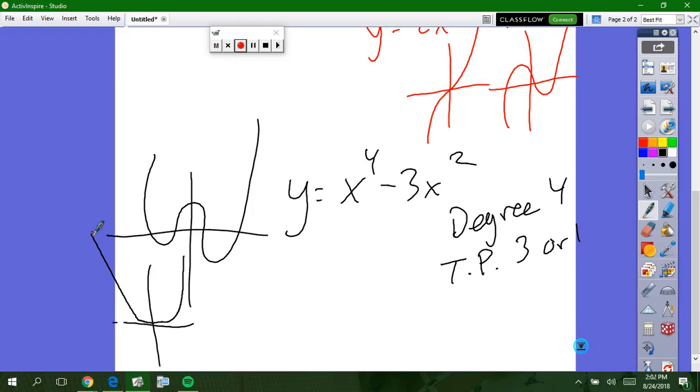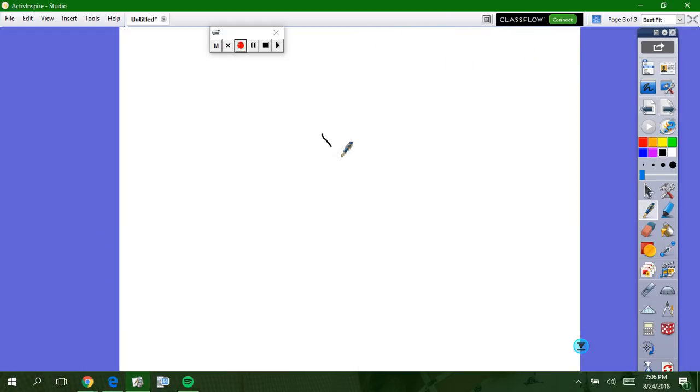Okay. Let me ask you this question. What if I had x to the 17th as my degree? What would be my turning points? What's the most turning points I could have? What's the least turning points I could have? 0. Because I could have 16, 14, 12, 10, 8, 6, 4, 2, 0. They're all even. Exactly.